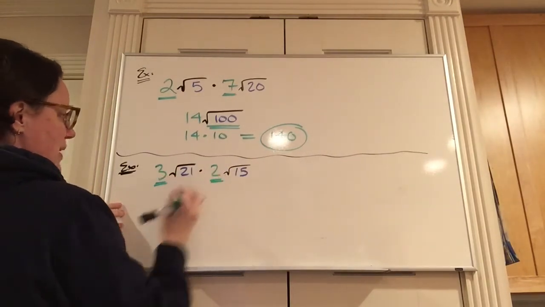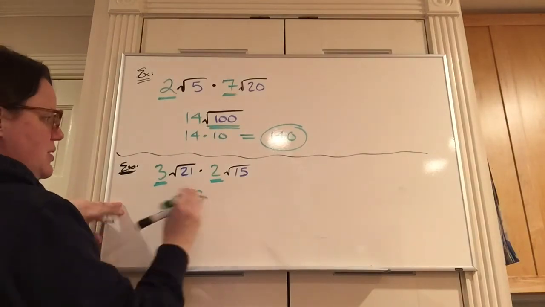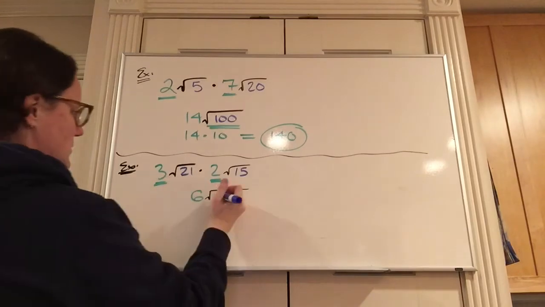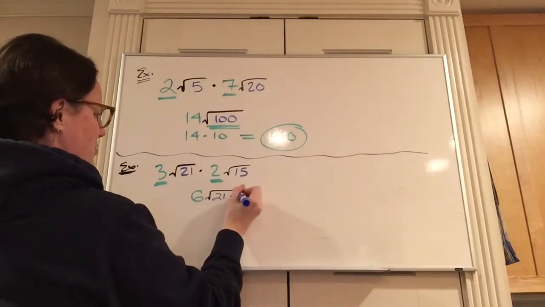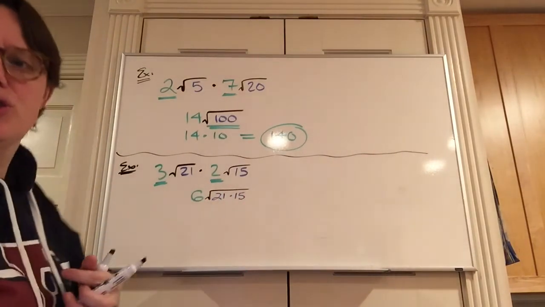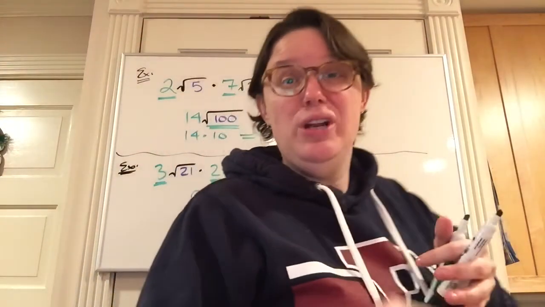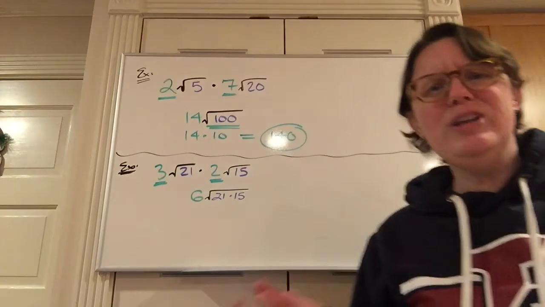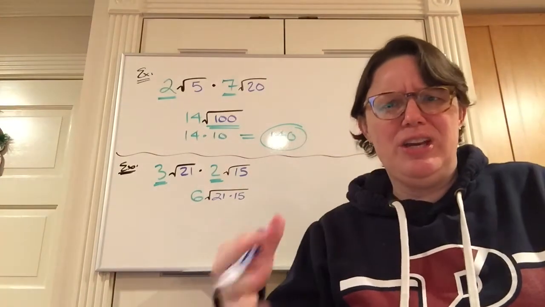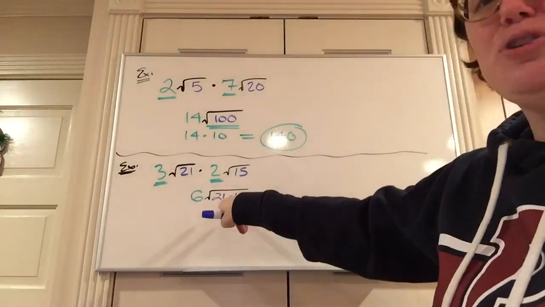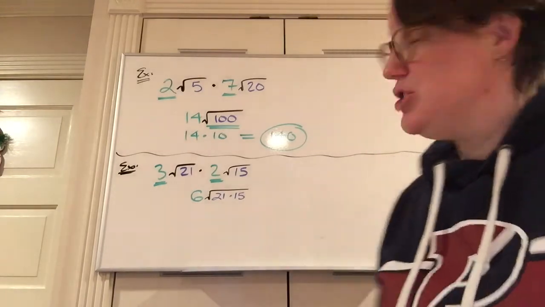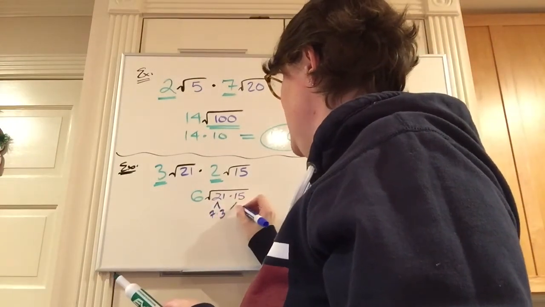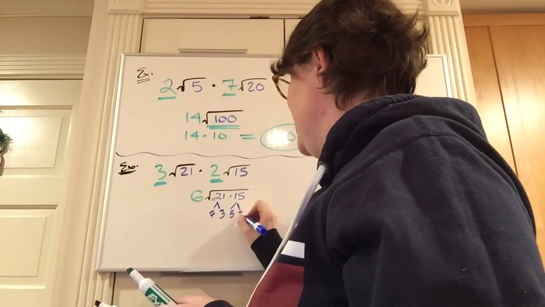Regular number times regular number. 3 times 2 makes 6. Root number times root number. Ooh, 21 times 15. I don't know what that is. Here's the good news. If you have a number underneath a root and you don't want to multiply it, you don't have to. Because all we do underneath the root is make a tree of everything and pull stuff out anyway. So if you have 2 numbers you don't want to multiply, don't. Just make a tree right away. 21 is 7 times 3. 15 is 5 times 3.